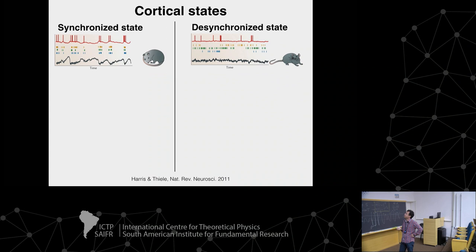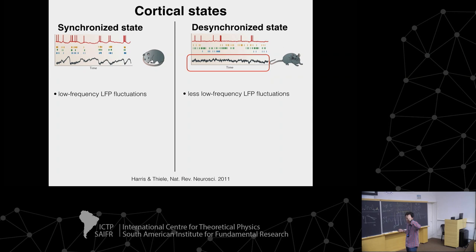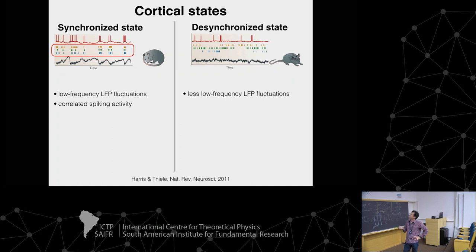So more specifically, if you look at local field potentials, you'll see these low frequency fluctuations, whereas in the desynchronized state, you'll see less low frequency LFP fluctuations. You see a weaker spectrum. Spiking activity is correlated in this kind of cortical state. Clearly, you see, they're correlated. I don't have to calculate anything. You just look and see that spiking. Pairwise correlation is high here.